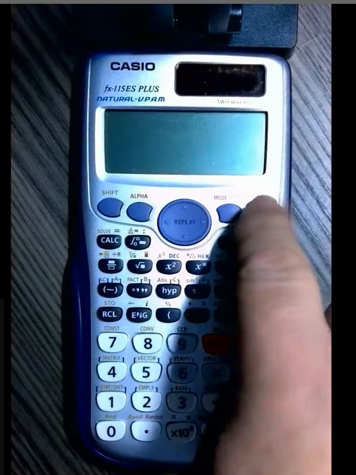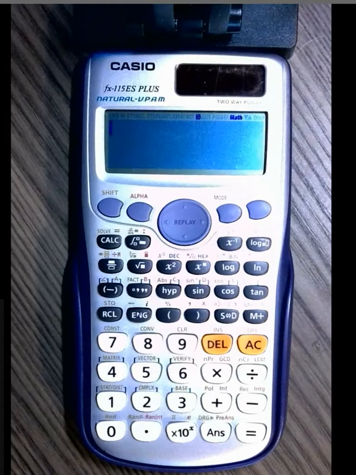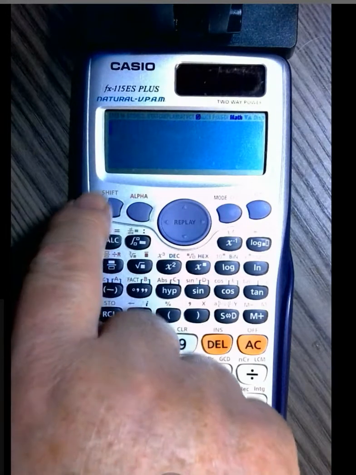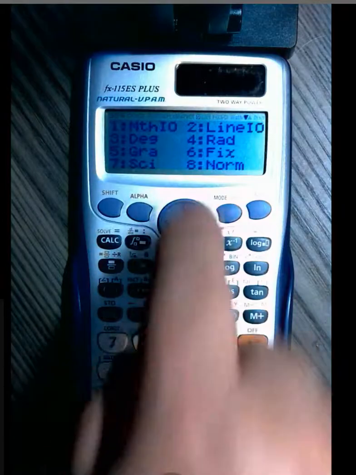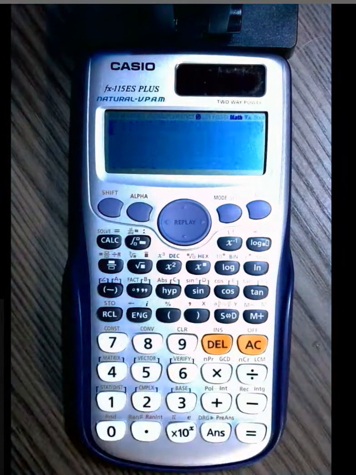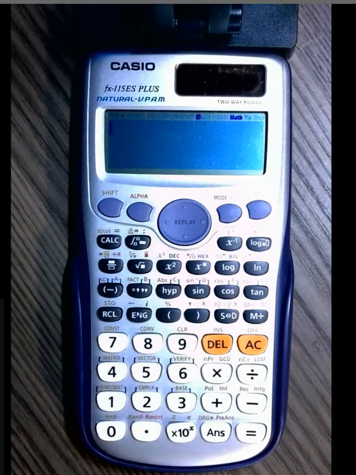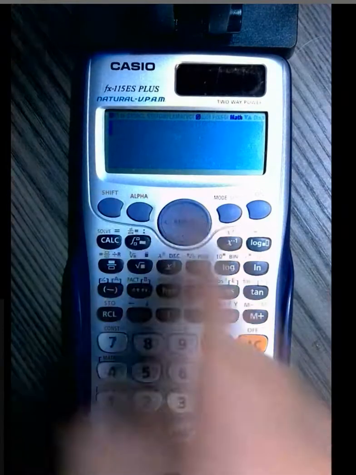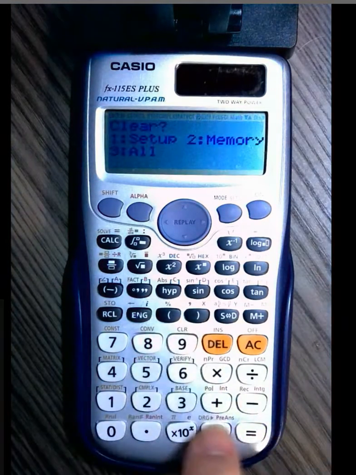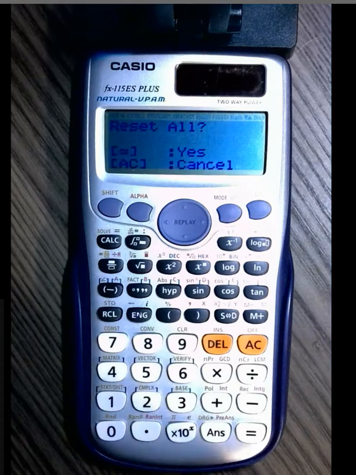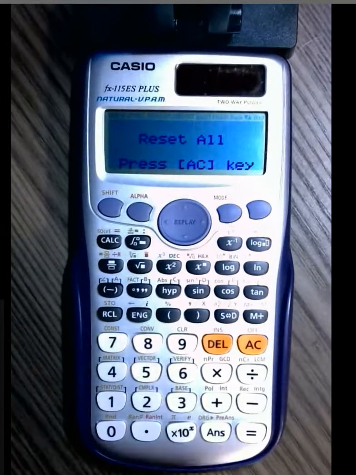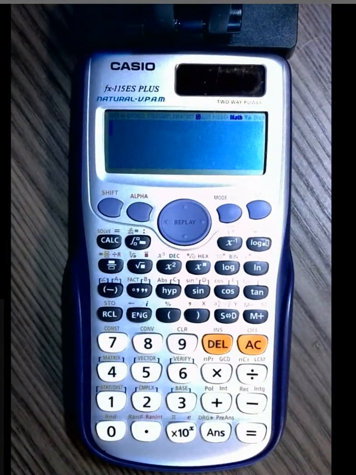Notice the status bar. The status bar is with degrees and math, so that's where you want to be. How you do that, of course, is go to shift setup, and then number 3 degrees. Put it in mode 1 and make it in math. Otherwise, just go to shift 9, clear all, equals, yep, AC. All right.